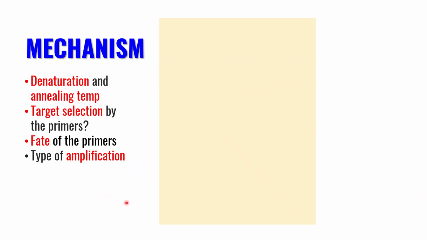So let us discuss the mechanism of how the selected region is amplified by using a couple of cycles only. I would like you to make your concept clear about denaturation, annealing and extension. What is the significance of these? How is the target selected by the primers, and what happens to the primer? What is the fate of the primer? And you should also be able to identify the type of amplification from this mechanism.